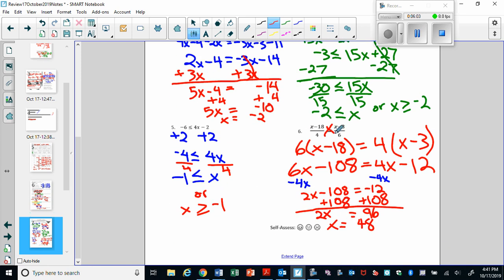5 is similar. 6, getting back to your proportions, do your cross multiplication, distribution, and then variables on one side, non-variables on the other. Solve for the results, which in this case, your variable x will equal 48.